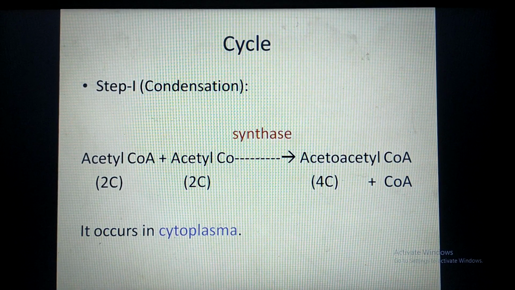Now when the substrate acetyl-CoA is available in the cytosol, the cholesterol biosynthesis pathway starts. It is a lengthy pathway, so we will see various steps of this pathway. Step 1 is called condensation. In this step, two molecules of acetyl-CoA with two carbons each combine or condense to form acetoacetyl-CoA. The enzyme required for this step is acetoacetyl-CoA synthase. One coenzyme A is removed, and this step occurs in cytoplasm.